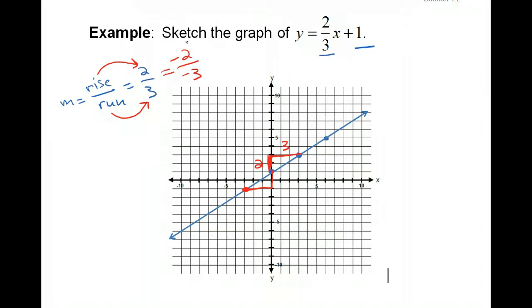Both of them would give me my second point for my line. Usually we don't do this unless we are up at the edges of our graph and there's really no place to rise. Then we might want to fall and go to the left. Okay, let's take a look at another one.